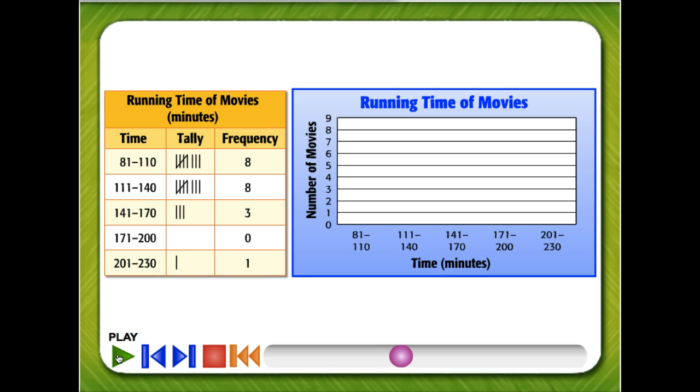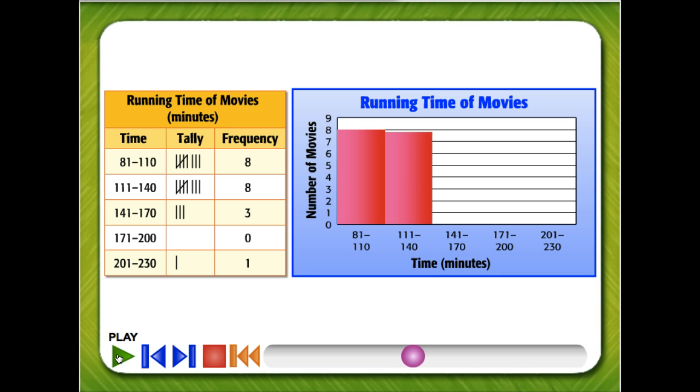For the first interval, there were 8 movies that had running times in this group. So draw the bar up to the 8. The second group also had 8 movies. Again, we'll go up to the number 8 and draw our bar. Only 3 movies had a running time of 141 minutes to 170 minutes. We'll draw our bar up to the number 3.